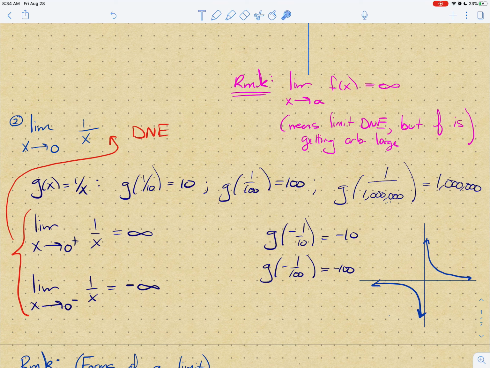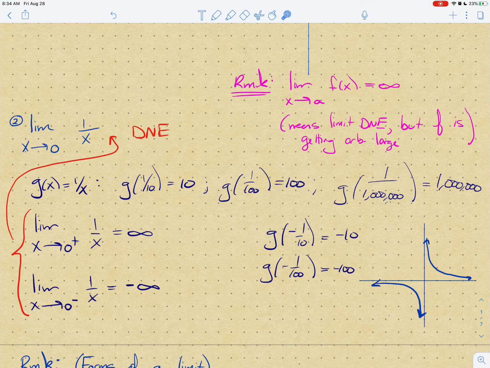And now it should be clear to you. From this side, the function is blowing up to infinity. From this side, the function is blowing down to minus infinity. And so we would say that the full limit doesn't exist, because it's not getting arbitrarily large on both sides, or arbitrarily large negative on both sides.